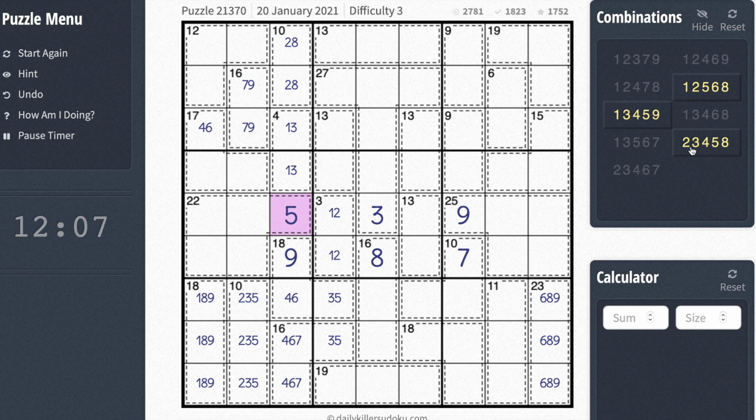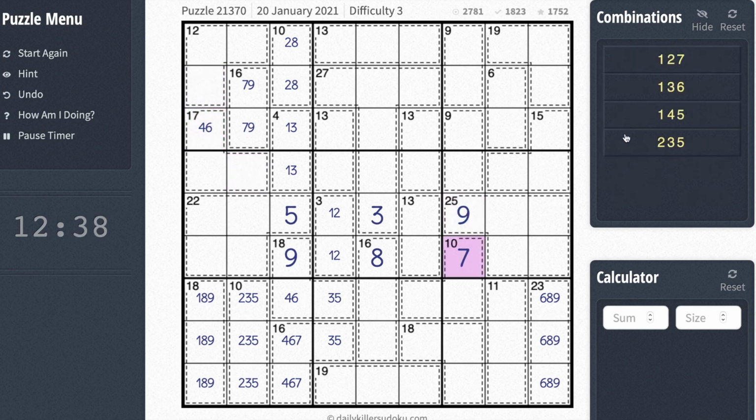So that combination couldn't be that because it would eliminate, is it 3? No, it's not. It could be 6, 7 as well, depending on where the 4, 6 lies. Ah, I'm being lazy. There you go. There's a 1, 2 in here because there's only one way of making 10 with a 7 in. So we can clean up a little bit.